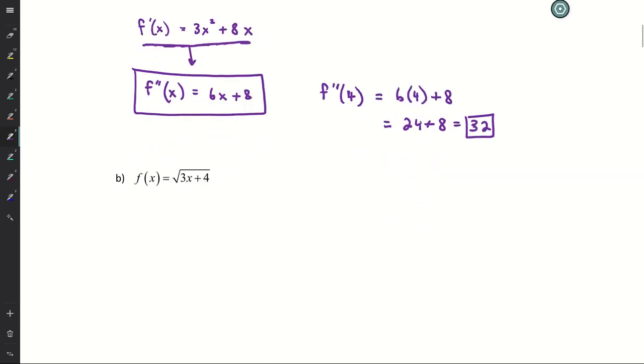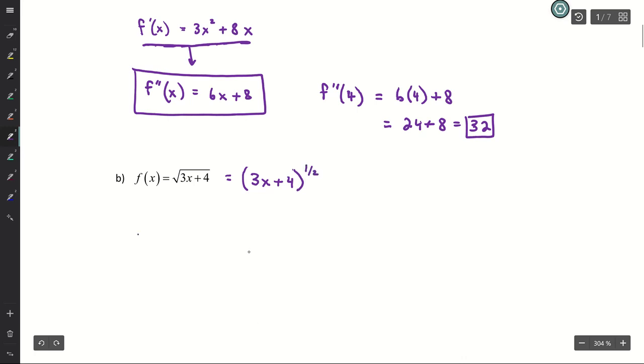All right, for the next function down, we see that that's a root function. We know to take a derivative, we want to rewrite the root as a fractional power. So on this one, we would say 3x plus 4, and then that's going to be raised to the 1/2 power.